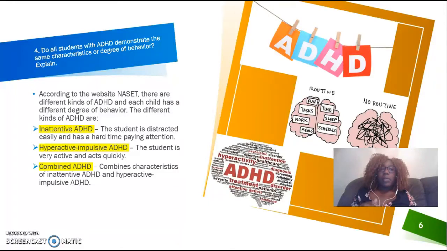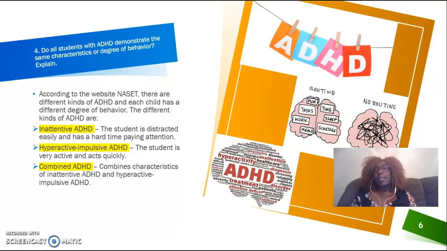So here I have listed and highlighted so you could clearly see the 3 different ADHDs that children could have. We have inattentive ADHD. This is where the student is distracted easily and they have a hard time paying attention. That is one. Our second is hyperactive impulsive ADHD, which are those words that I defined on the very first slide when I talked about what ADHD is. This is where the student is very active and acts quickly. So the student can't sit down.